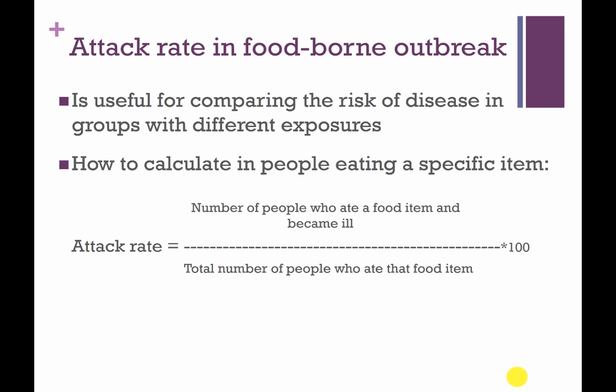We divide the number of people who ate the food and became ill by the total number of people who ate the food and may or may not have become ill. So essentially, think of it as the numerator would be A, people who ate the food and became ill, and the denominator would be all people who ate the food, regardless of whether they became sick or not. So that would be A plus B, okay?